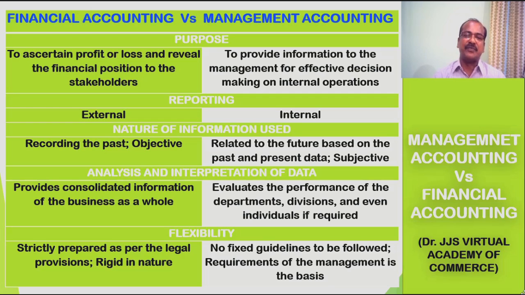The fourth basis of difference between the subjects is analysis and interpretation of data. Financial accounting simply provides consolidated information of the business as a whole. It doesn't come out with any analysis or interpretation of the results. It doesn't make the stakeholders understand the reasons for an increase in profit or reasons for the loss, if any, in a given period of a business. If you take management accounting, its main job is to do proper analysis and interpretation of the data department wise, division wise, or even individual wise if required.